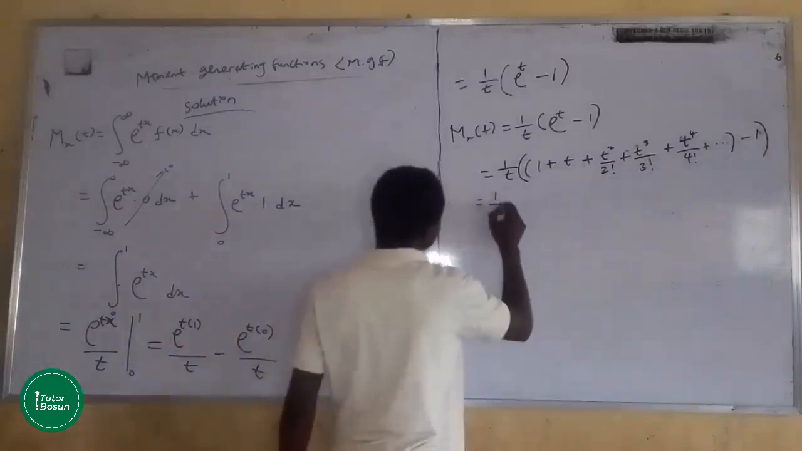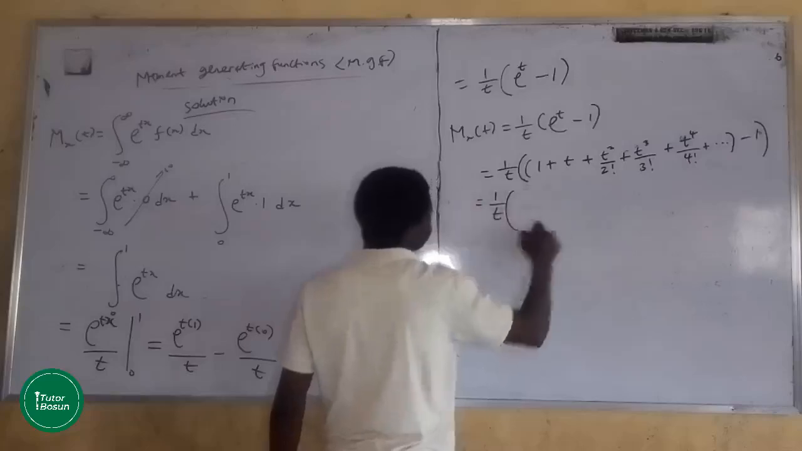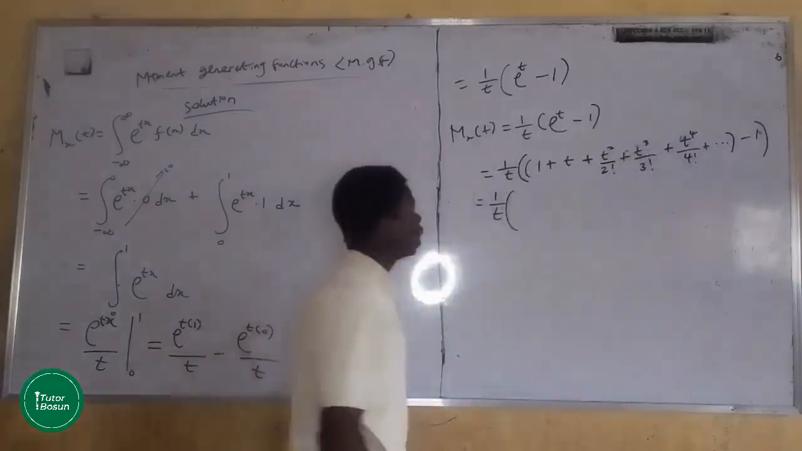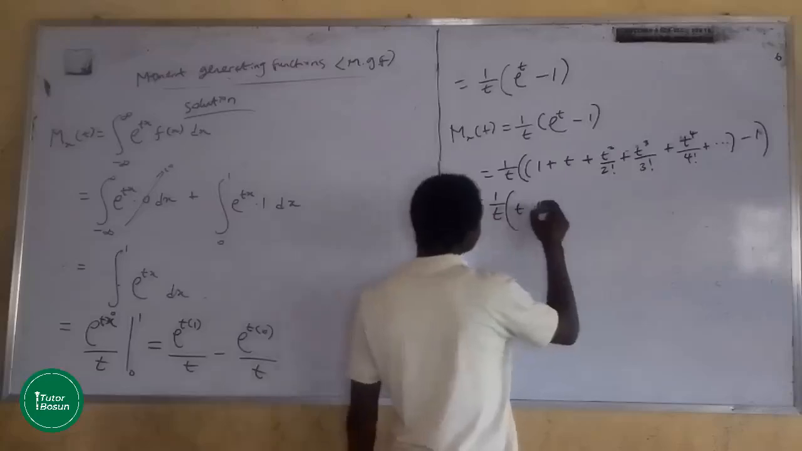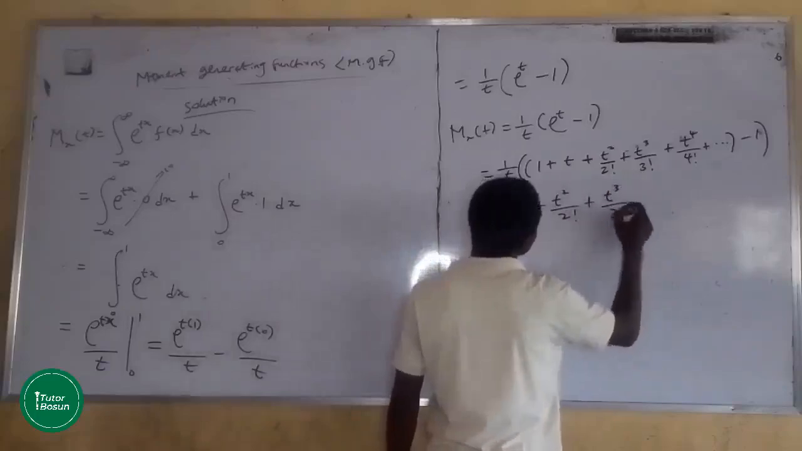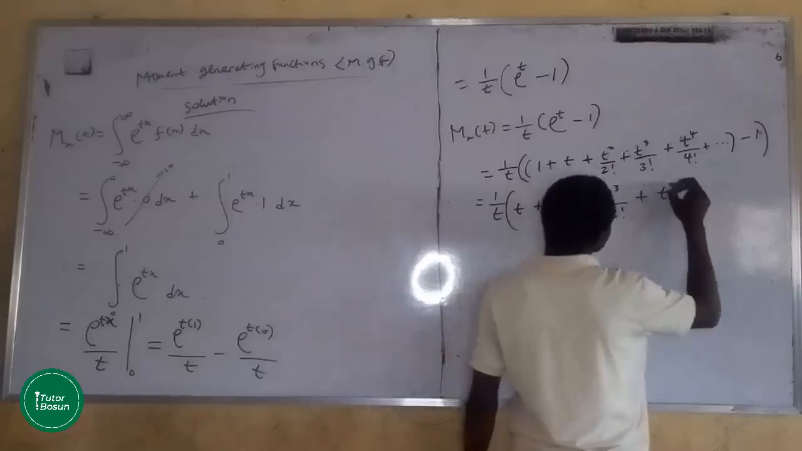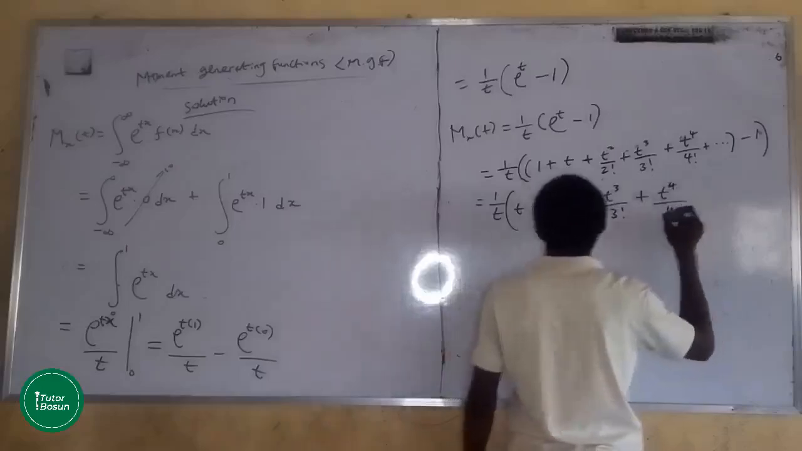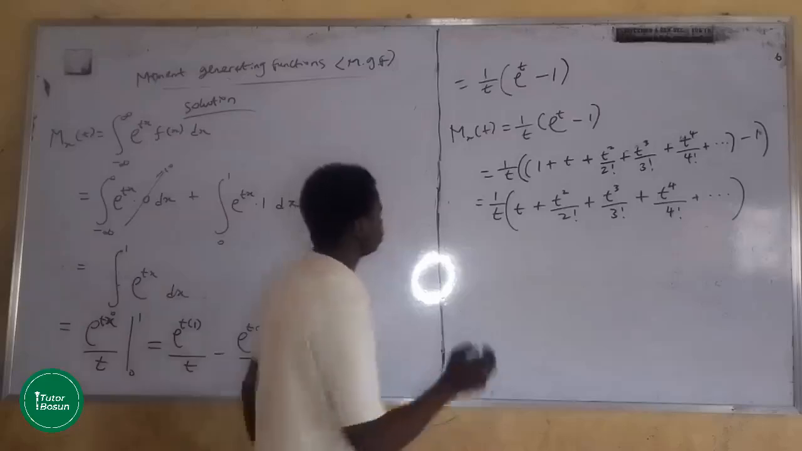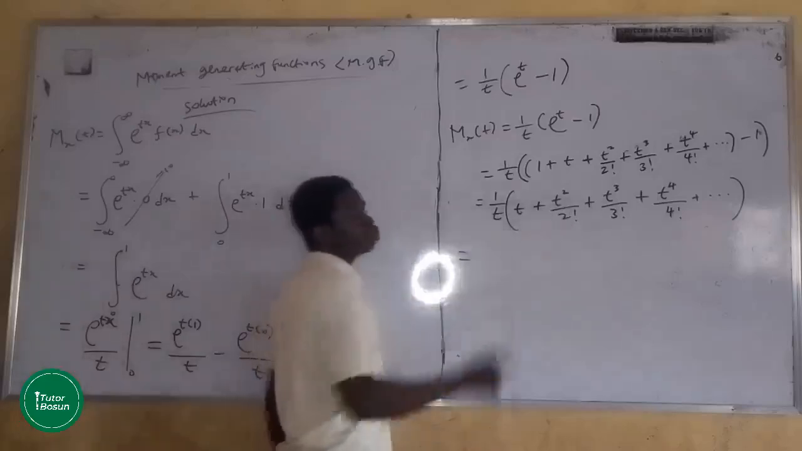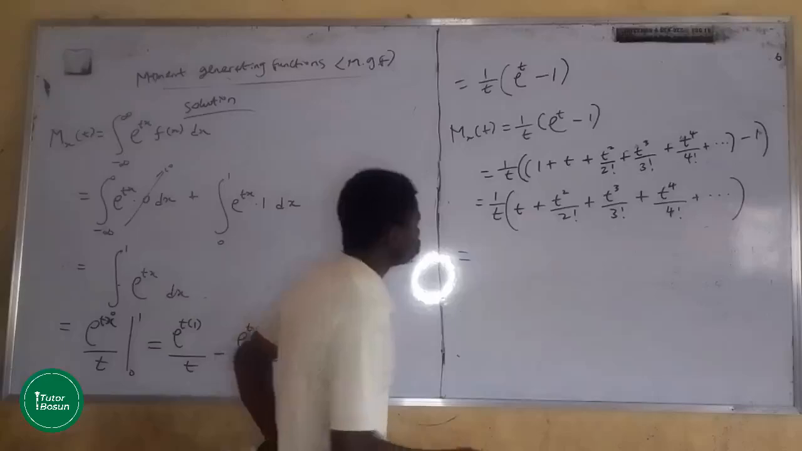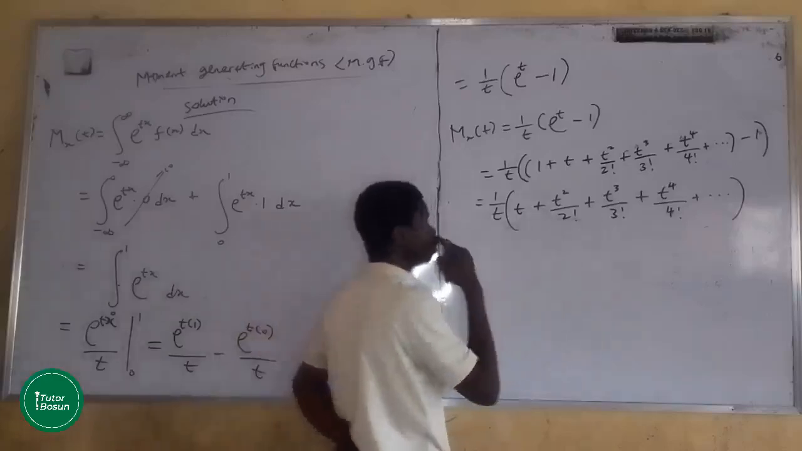As you can see, this 1 and this minus 1 cancel out. So you'll be left with 1 over t into t plus t squared over 2 factorial plus t cubed over 3 factorial plus t raised to power 4 over 4 factorial plus dot dot dot. It's an infinite series. Similarly, you can use 1 over t to multiply the series. So using 1 over t to multiply the series, you will be left with what?